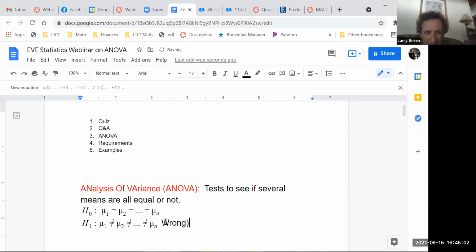Don't write this. It's wrong because, for the GPA, maybe Nebraska and Kansas have the same average GPAs, but maybe Alaska's different than Kansas. And maybe California and Alaska are the same. But if you have any differences, even though a bunch of them are the same, then that means H naught is incorrect. So you get to reject H naught. Any questions on that idea?